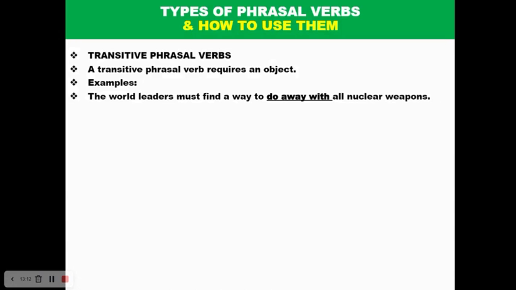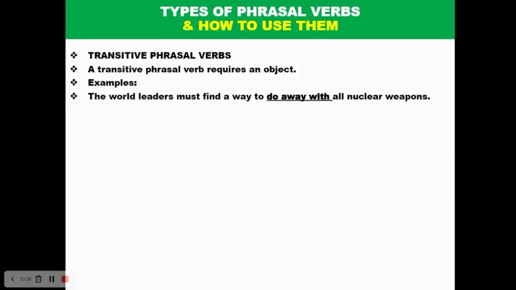So the sentence is incomplete in meaning if we remove the object. For example, if you say the world leaders must find a way to do away with, if you put a full stop, the listener must ask you a question. Do away with what? And so it requires an object.